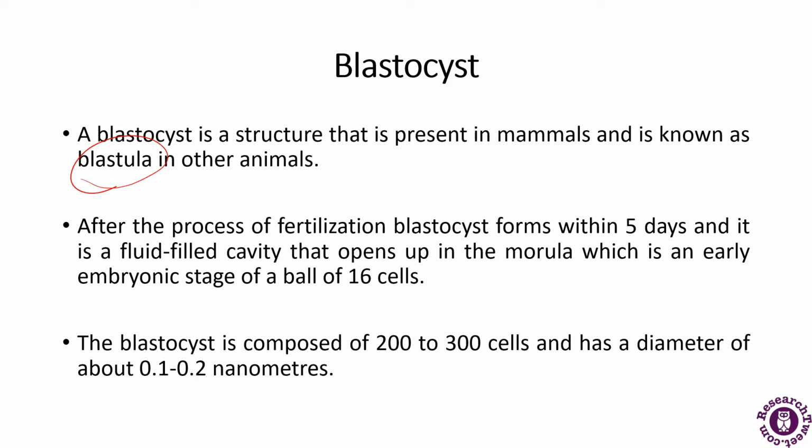It is formed in the process called blastulation, which is between 5 to 14 days after the process of fertilization. The blastocyst is composed of 200 to 300 cells, and it has a diameter of about 0.1 to 0.2 nanometers. So this is what a blastocyst is. The blastocyst is only found in mammals.